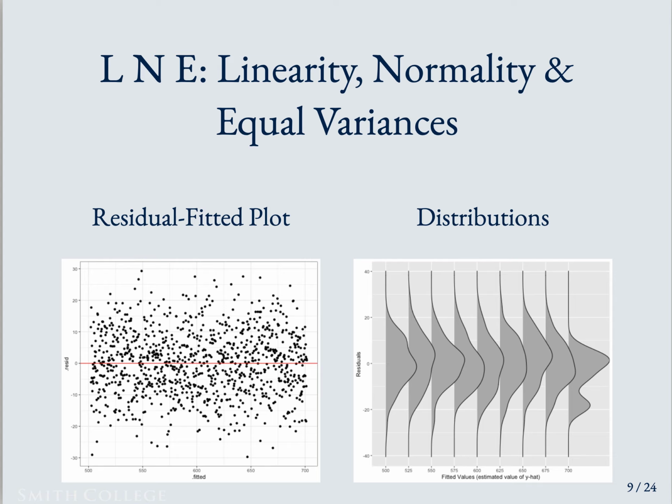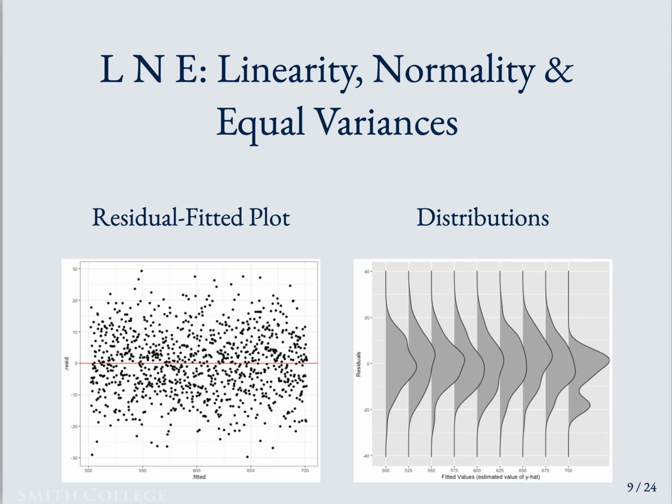The plot on the right has a similar kind of idea where we've binned, or combined in 25 unit increments, the fitted values for each of the observations, and then the distributions are really illustrating this idea of equal variances more explicitly.